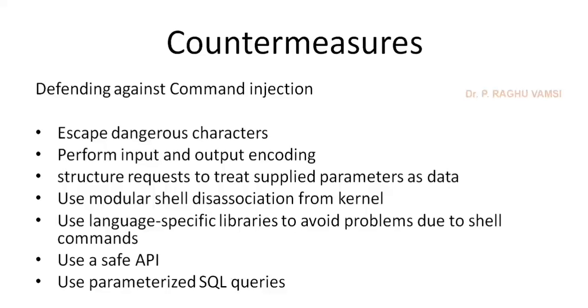And one more thing is use modular shell dissociation. That means separate the application from the shell of the operating system. Whenever your application is sending a command to the operating system, the direct communication should not be possible. Design an architecture in such a way that for every communication to the operating system, some admin permissions are required. Instead of directly accessing, you must have admin permission to access the kernel of the operating system. So this is defending against command injection.